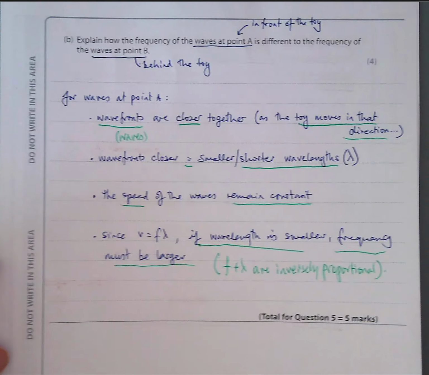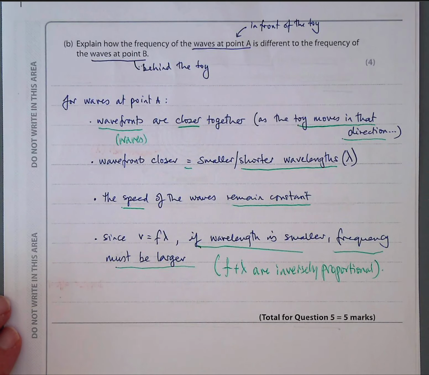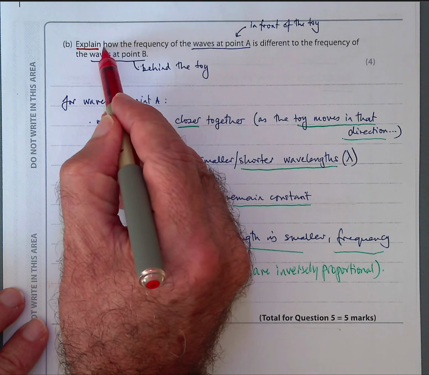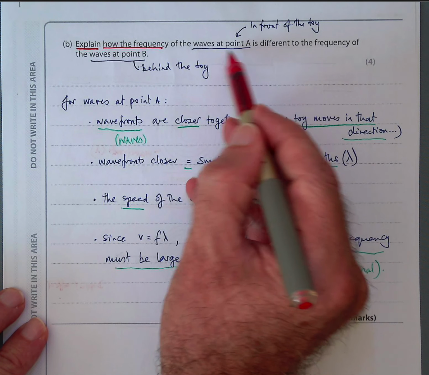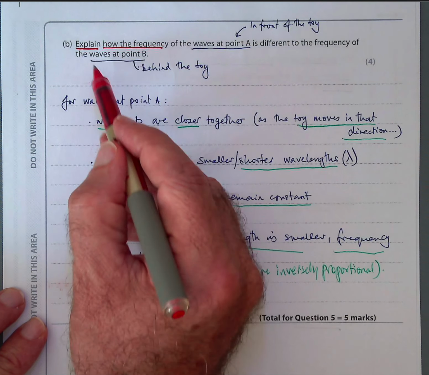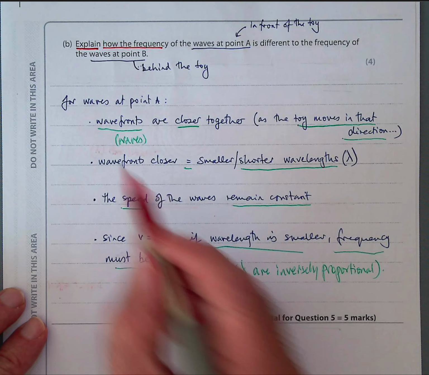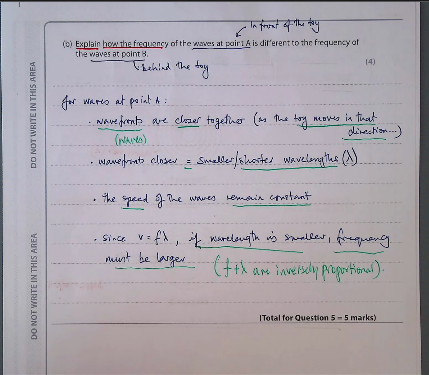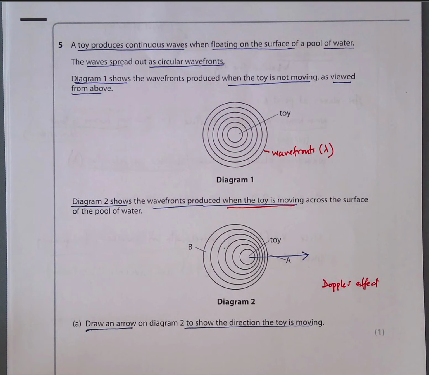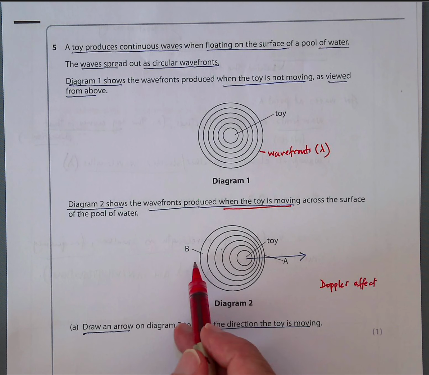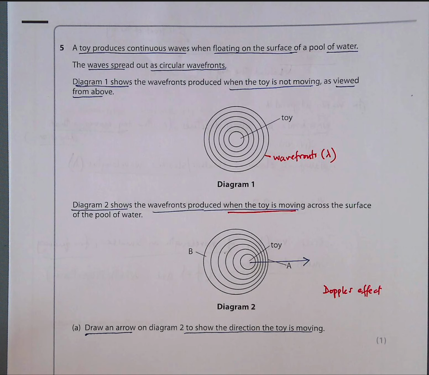The first part, the difficult part, so this is another 5 marker, but this time the second part is 4 marks, and it's to explain. Explain means more difficult. Explain how the frequency of the water waves at point A, that means in front of the toy, as I showed you just now, is different to the frequency of the waves at point B, behind the toy. Well, at point A, I'll just show you the waves again. The wavefronts are closer together, as the toy moves in that direction. The wavefronts being the waves. So the waves in front are closer together, okay? And behind, the waves are further apart, or the wavefronts are further apart.